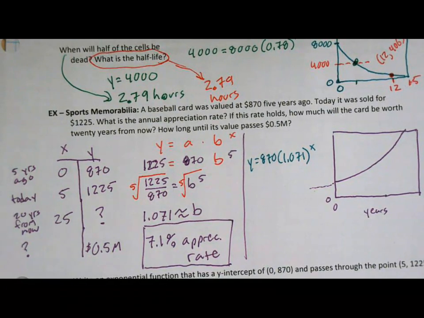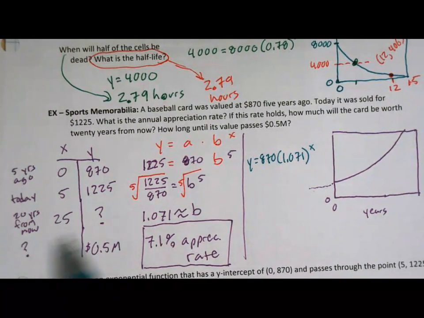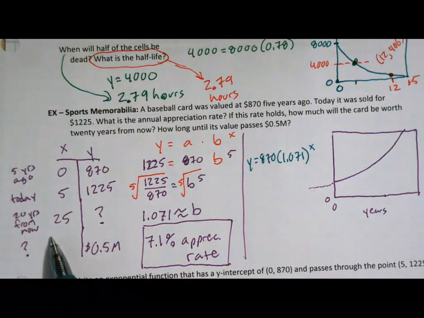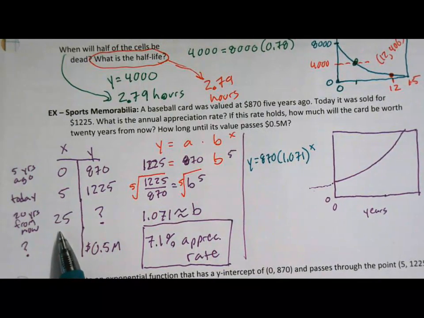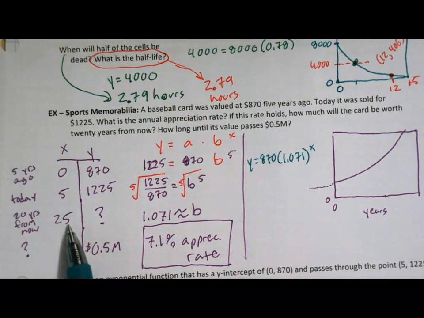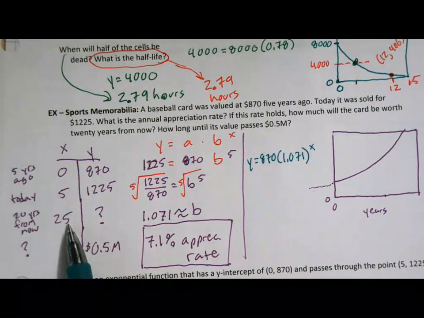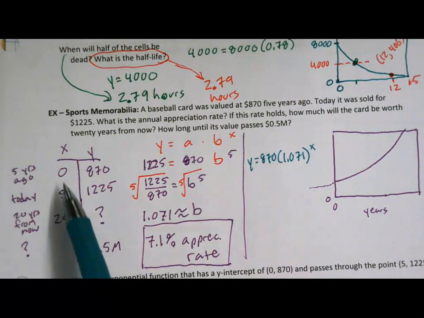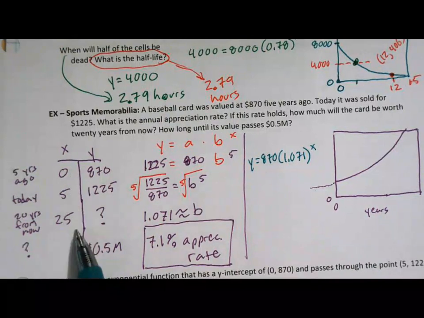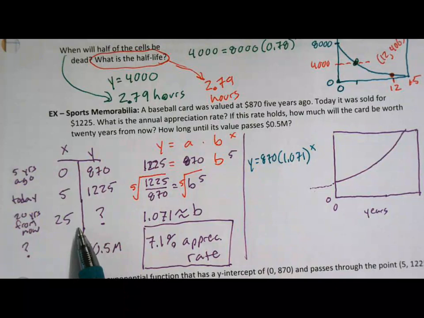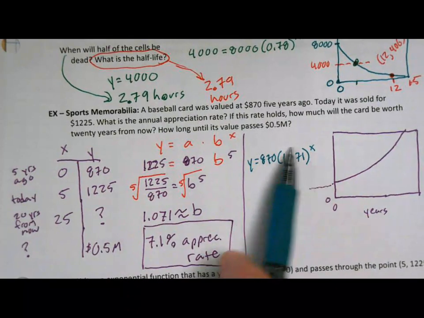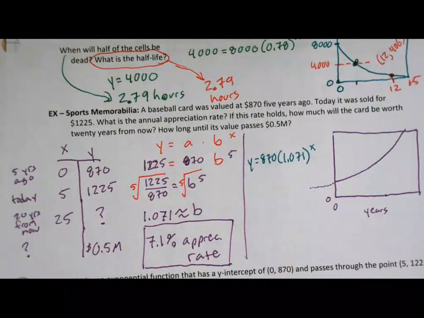So, great. Well, here's our 2 question marks. We're trying to figure out the value of the card 20 years from now. So that would be year 25. Remember, because we started 5 years before today, 20 years from now would be 25 after we started. So we would just type this in and put a 25 in for x.